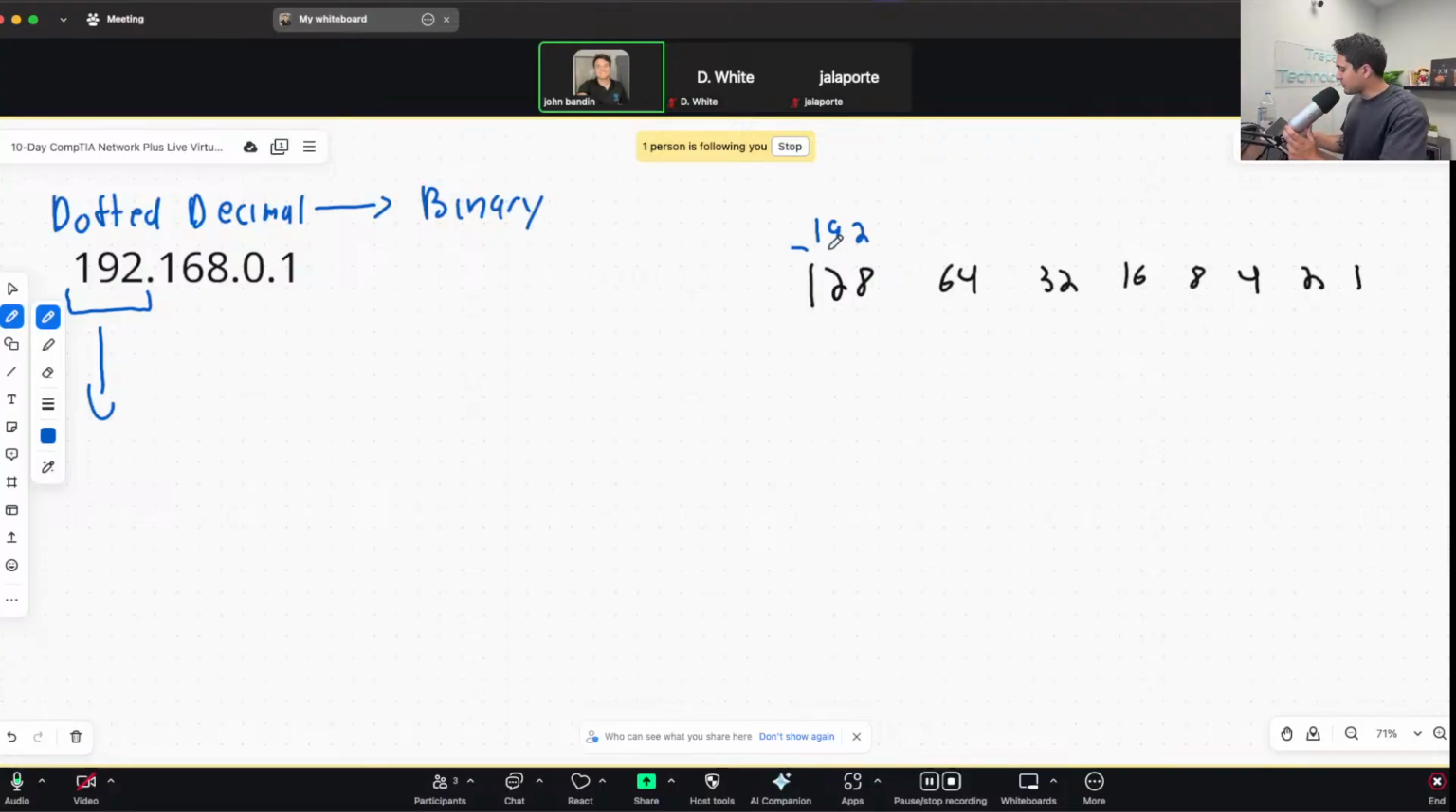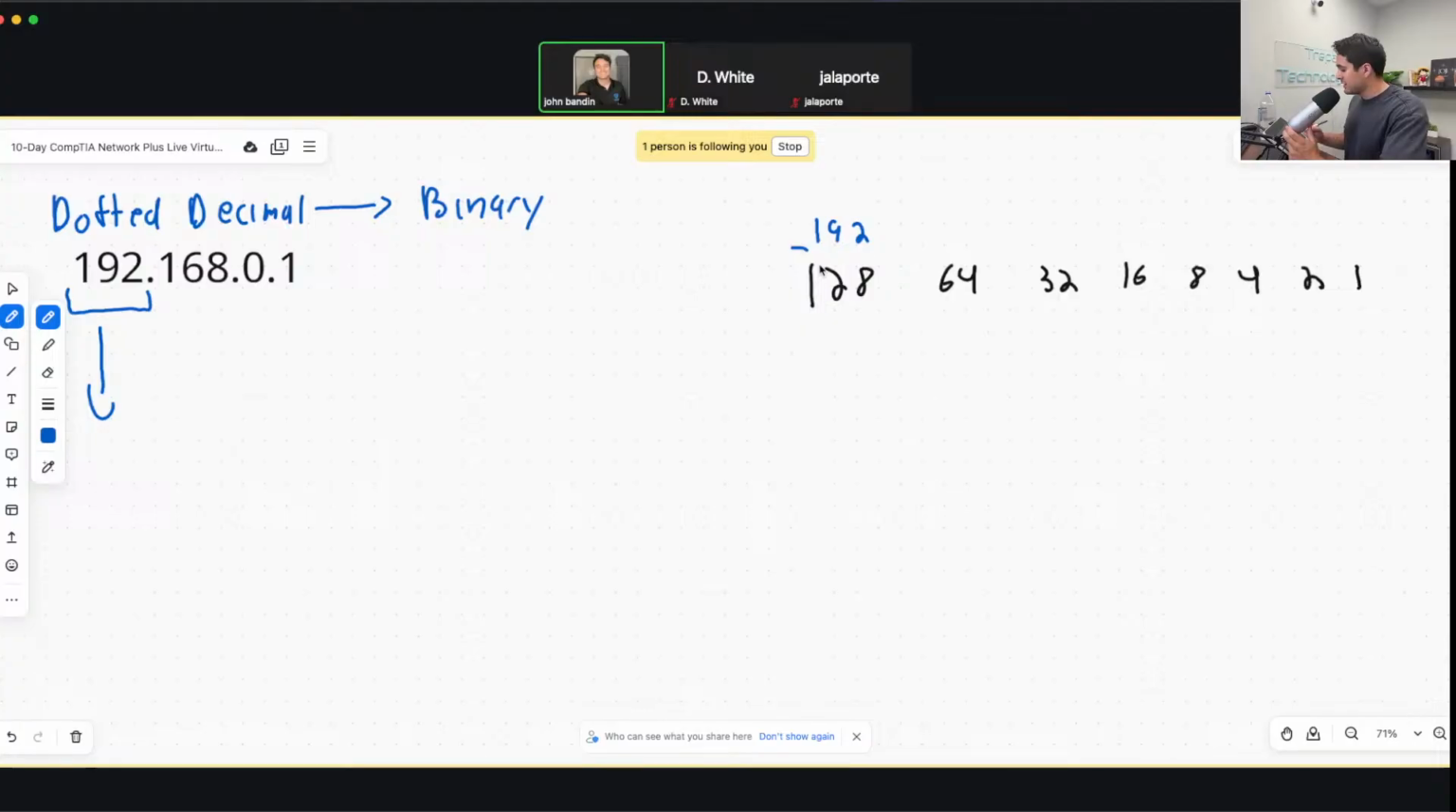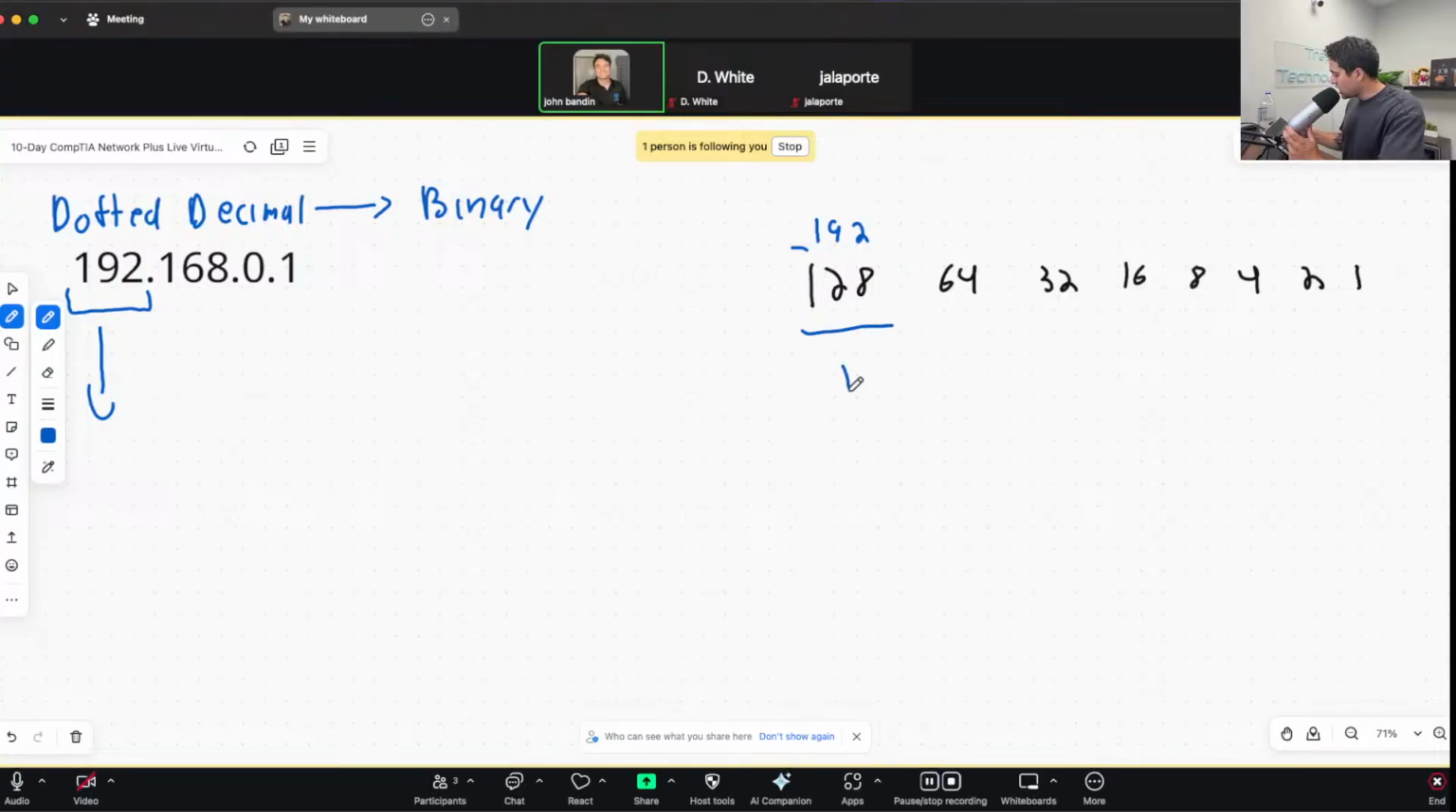Here's what we're going to say. Is our original number, 192, greater than or equal to 128? And if it is, that's going to be an on bit. And before we move on, if our original number is greater than or equal to, we're going to do some subtraction. So now we're taking away 128 from 192.